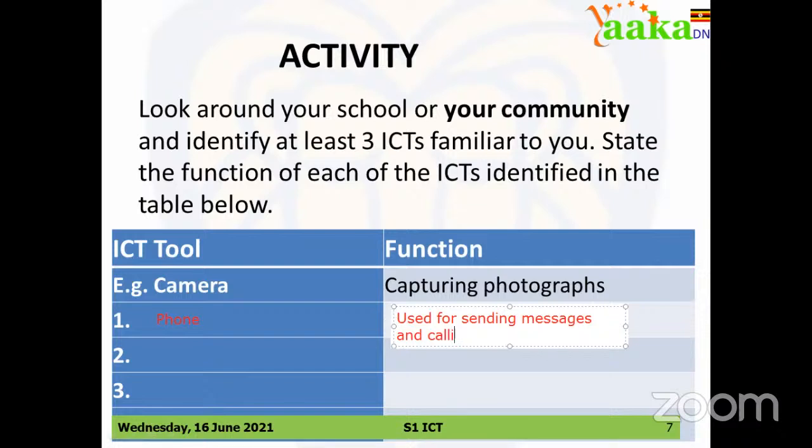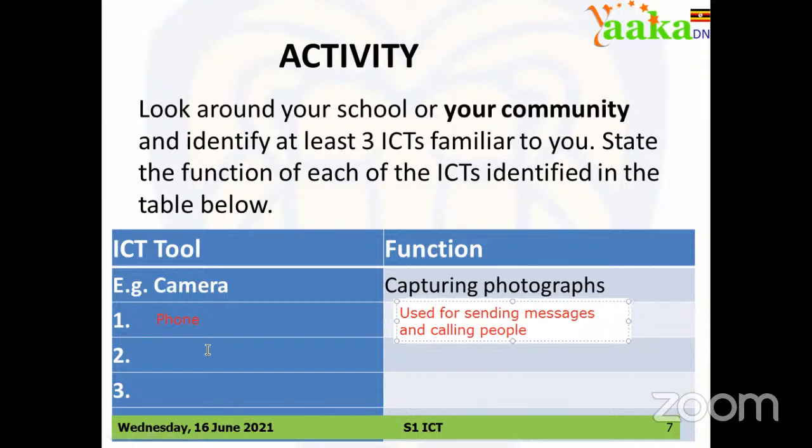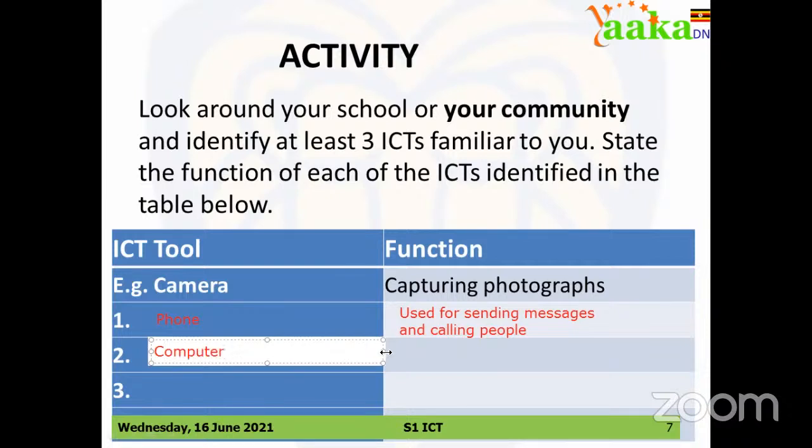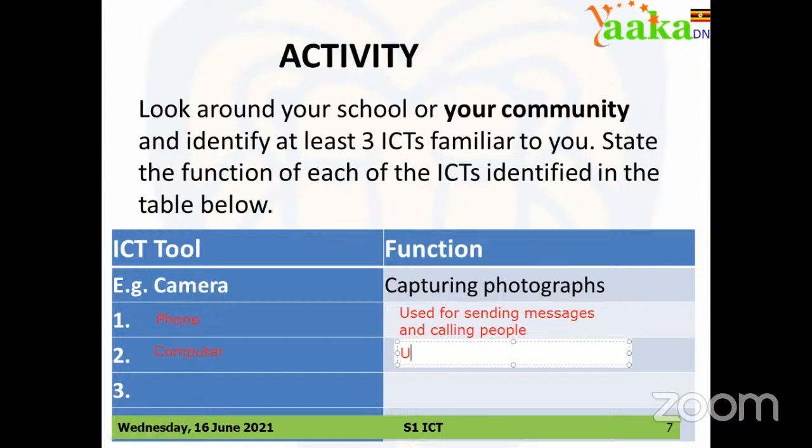Another colleague? Computer. Talk about it. It's used for work occasions. Which occasions? Be specific. Like what? We can say for research and study purposes, right? Yes. Another one?